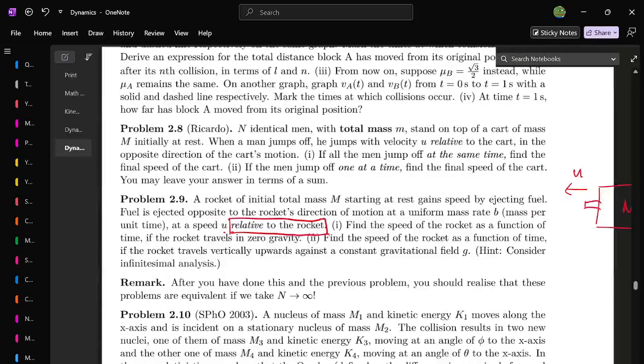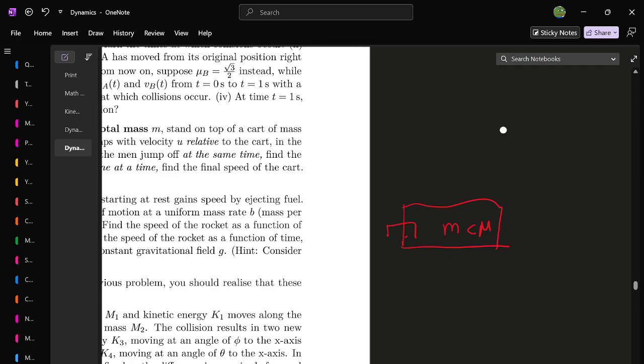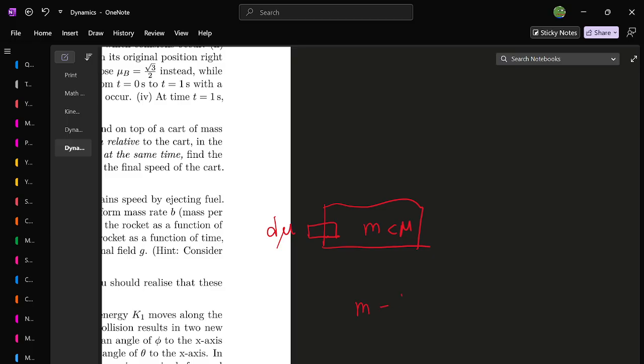Now we want to find the speed of the rocket as a function of time if the rocket travels in zero gravity. So this is where we use our infinitesimal analysis. Let's say that at some point in time, your rocket is like that. Let's say that your rocket has mass small m, which is less than big M. Then it gives out a fuel of, let's say we call it d mu, opposite to the direction of the rocket. This means that in a short time interval dt, the rocket's mass decreases by d mu.